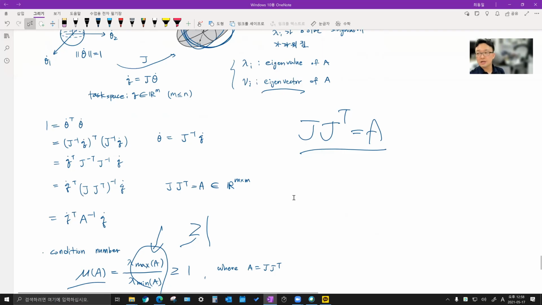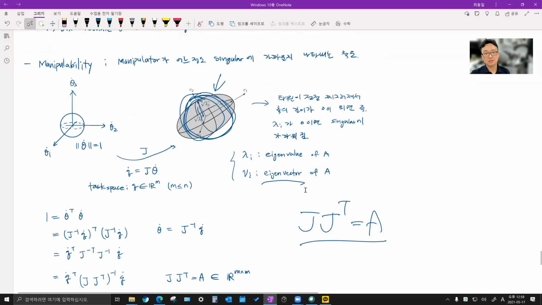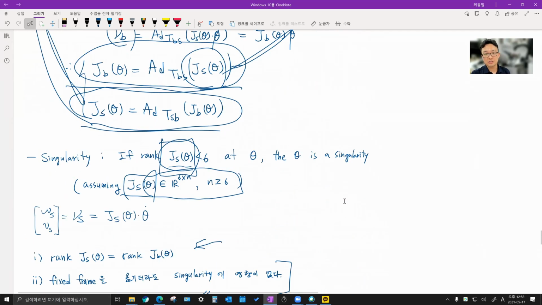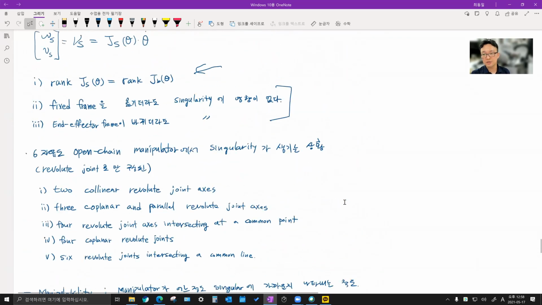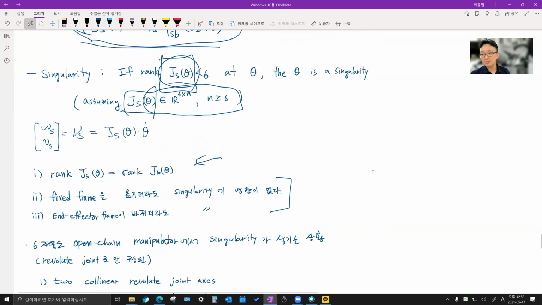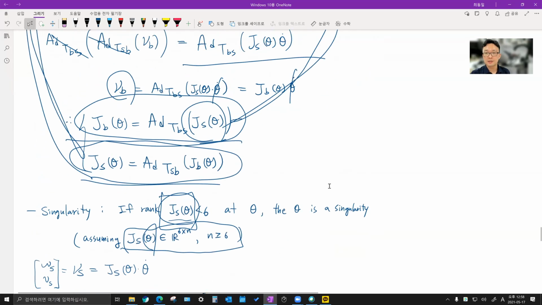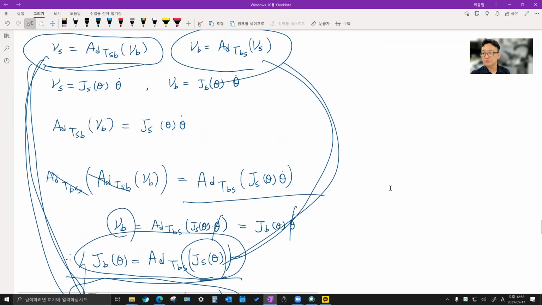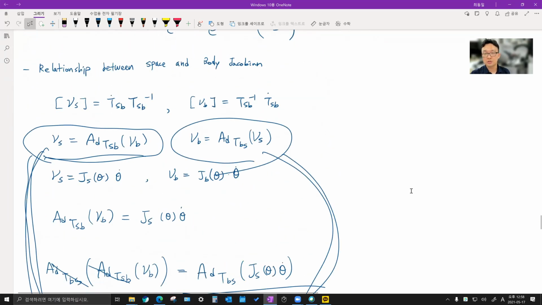So until now, we studied the Jacobian, singularity and manipulability. Actually, the singularity and manipulability were explained very briefly. So they are not that important, but in some cases they are important, though generally not. So the important thing is the Jacobian. So I want you to practice more about the Jacobian.